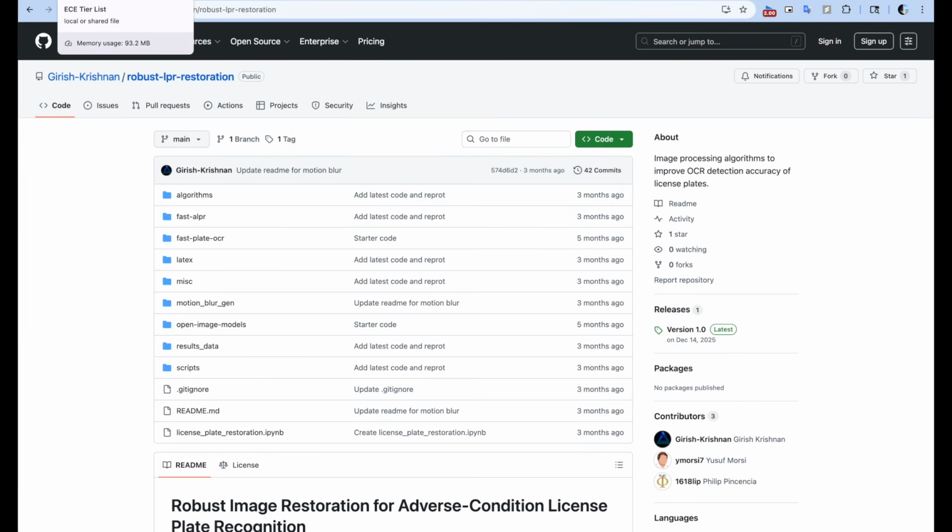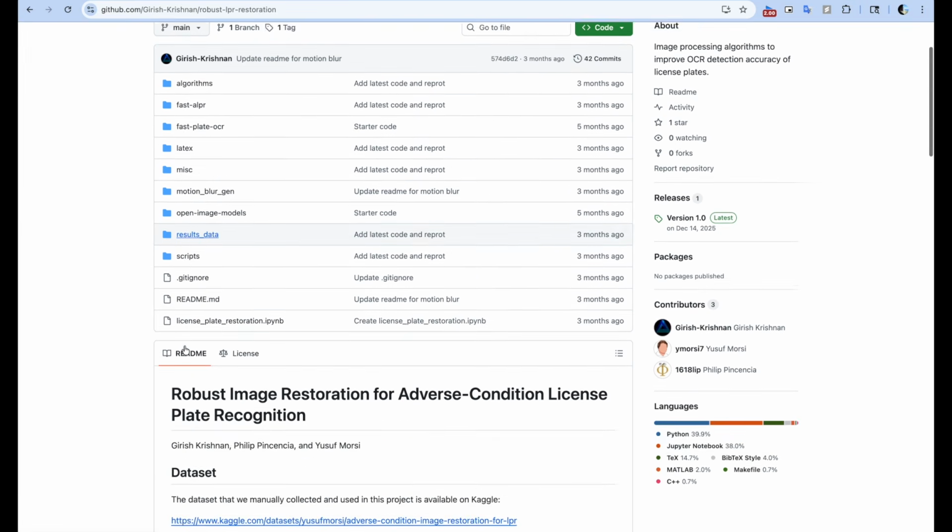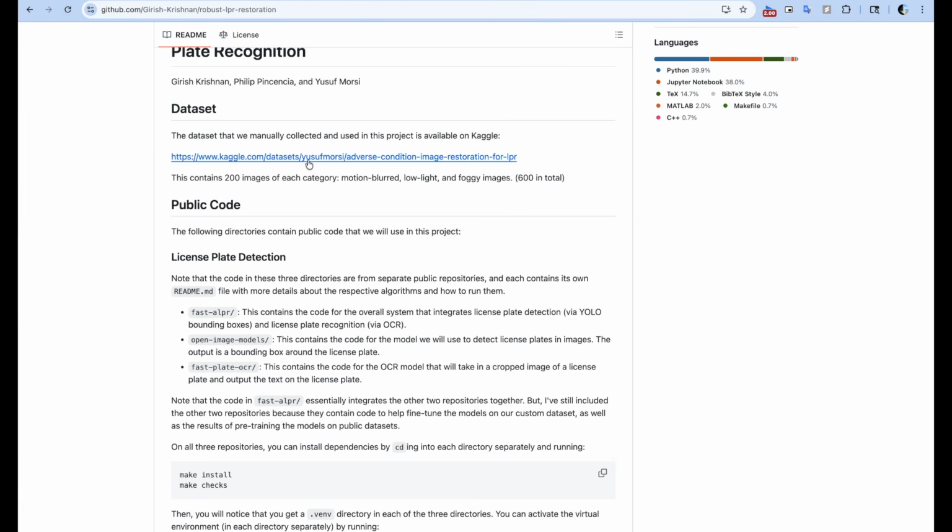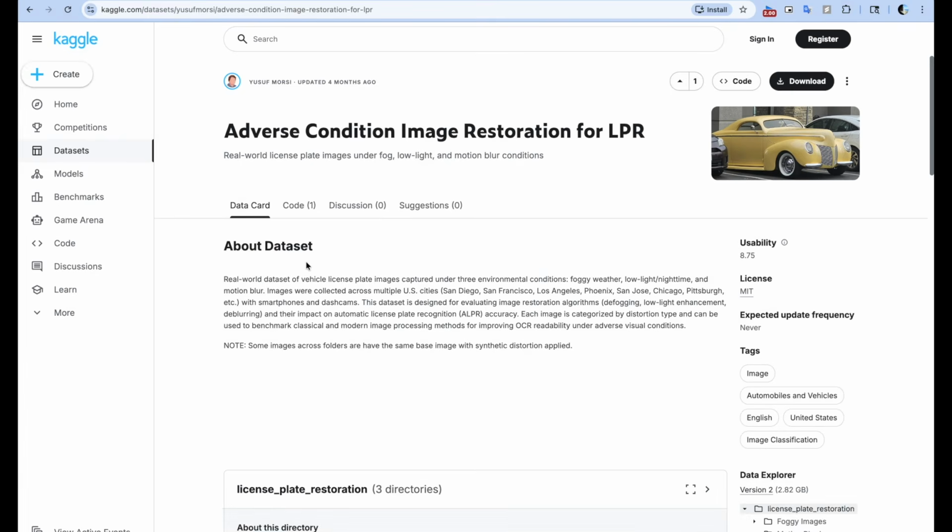We learned a lot. The only thing that's annoying is that you have to make your own data. We couldn't just use data that was on Kaggle. So we had to take hundreds of pictures of car license plates, and I made a Kaggle data set for this. I don't think anybody used it other than us, but yeah.